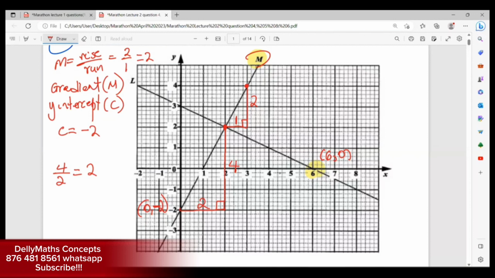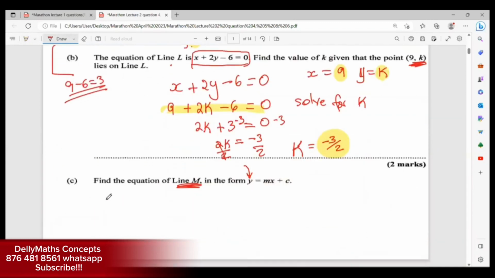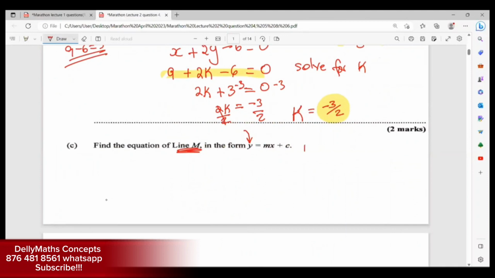So now I'm saying that you're able to do those. You can pick up those easily along the way. So then there is no big working out for this. The gradient is 2, the y-intercept is -2. So M is 2, the y-intercept is -2.